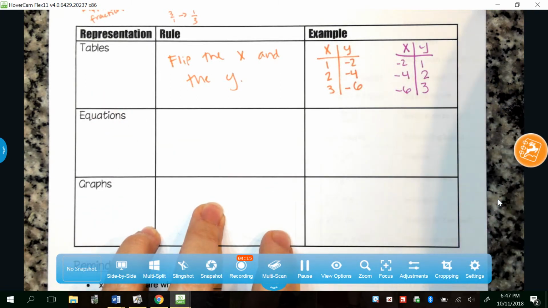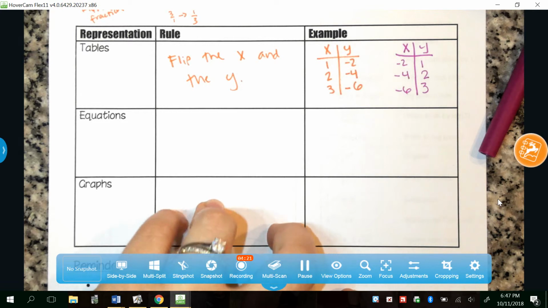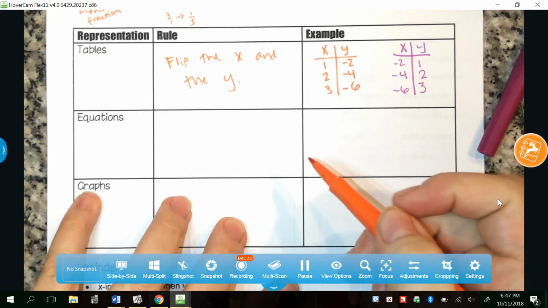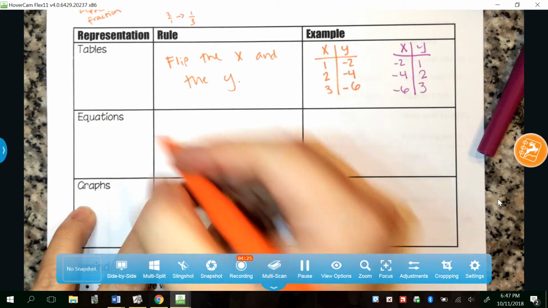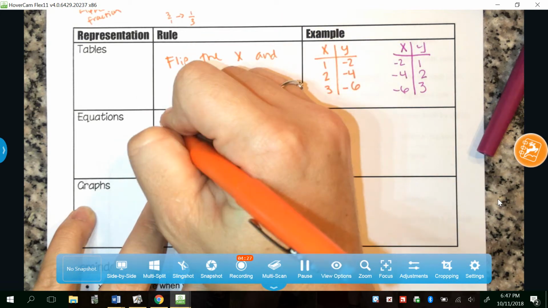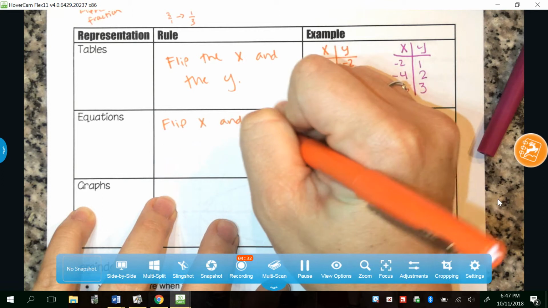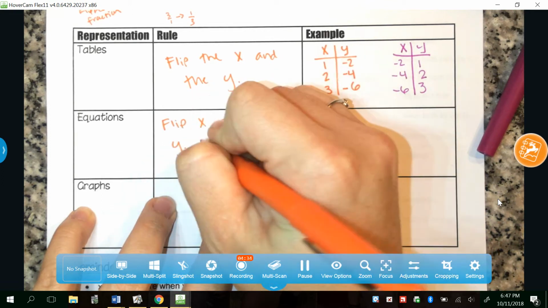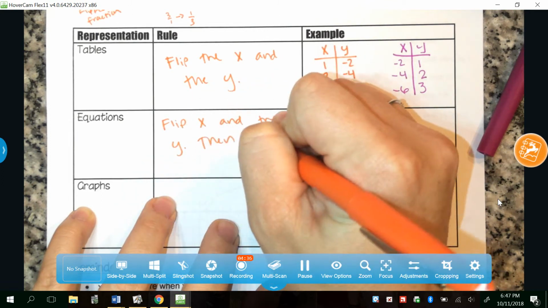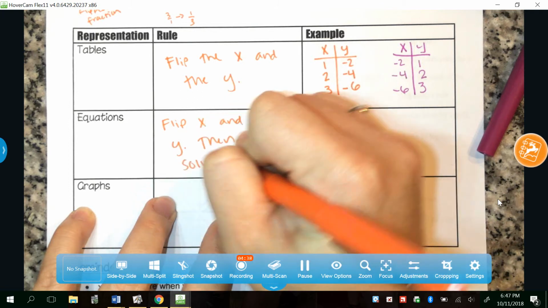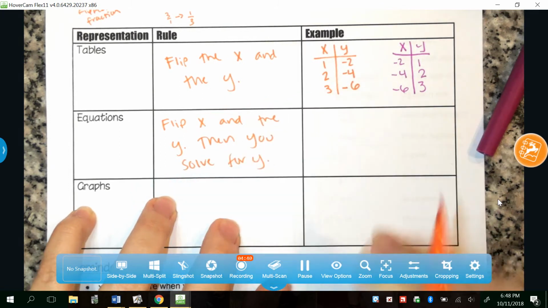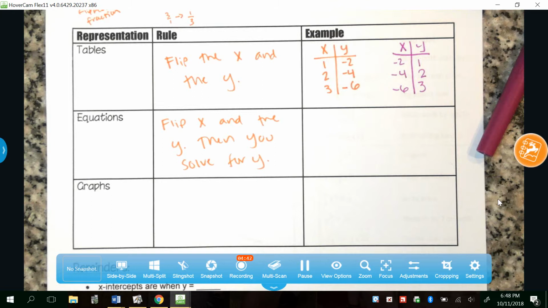Okay? Now, equations is a little more difficult. And don't worry, we're not practicing all of this today. With equations, you flip the x and the y, again, we're flipping. Then you solve for y. I'm going to show you an example. So you flip the x and the y, and then you solve for the y.